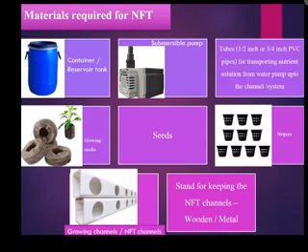And then we need the seeds as planting material. Then we need a net pot. Why do we need it? Because the net pot is porous, and through it the roots of the plant should come and touch the nutrient solution. And then we need growing channels, or NFT channels, and a stand. If we are aiming at vertical hydroponics, we need a stand also.